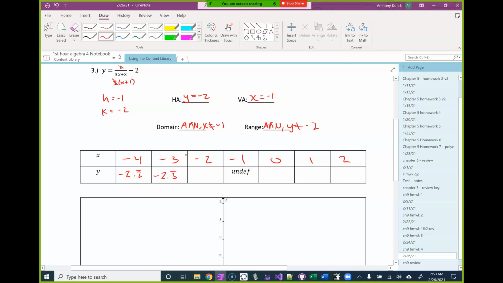And if I plug in -2, that's like 2 over -3. So that's going to be -2.6 repeating. If I plug 0 in, that's going to be 2/3, so that's -1.3 repeating. And then that's going to be 2 over 6, so that's going to be -1.6 repeating. And then that one's going to be 2/9, so that's going to be -1.7 repeating.